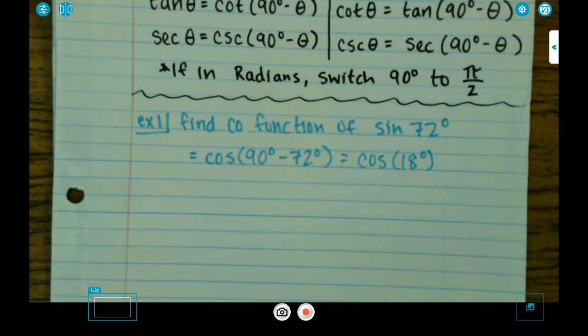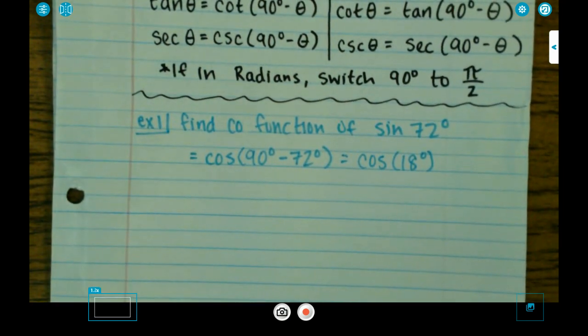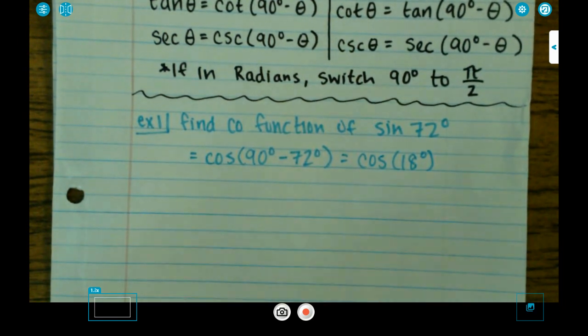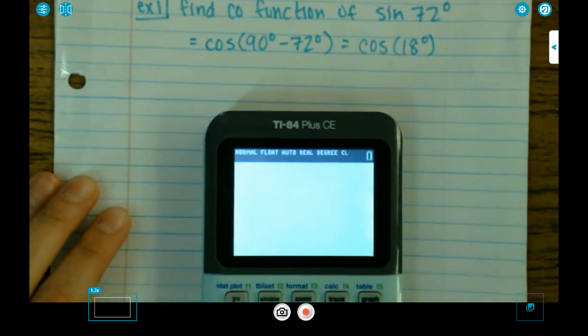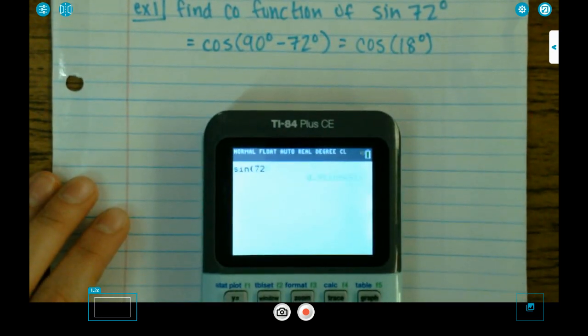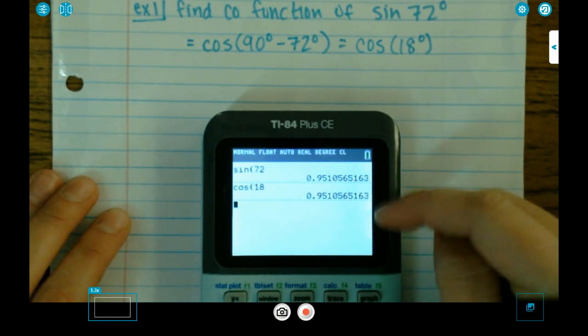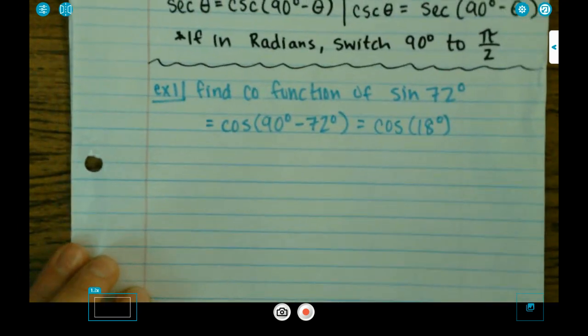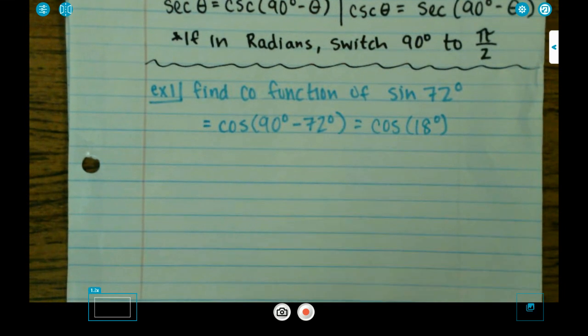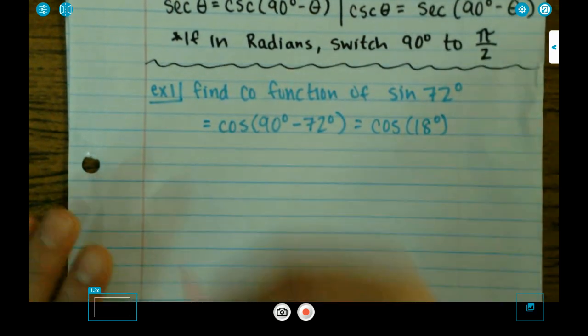A way you can check this if you are worried. We haven't put things in calculators. We'll do this in a second. You can throw in your calculator and get a decimal. So literally, sine of 72, cosine of 18. Oh, hot dang, they're the same. Quick way to check it. Okay. And we'll do more with calculators in a second, so don't worry about that yet.